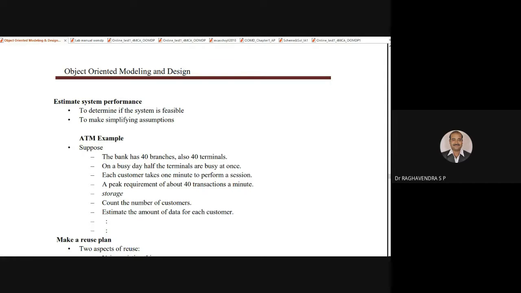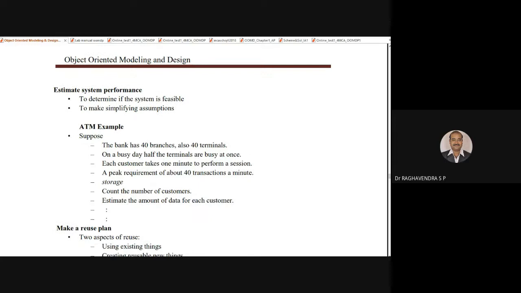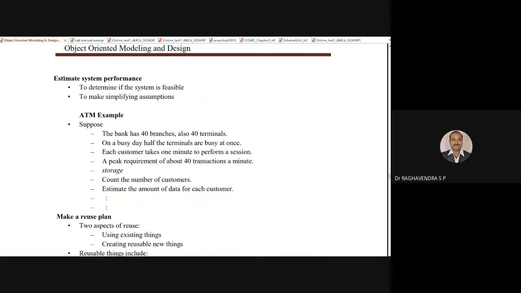That is why you have to know, it keeps growing. So we have to balance all these things. Then only our system will be stable. Okay, so this is a very good example for estimating system performance.